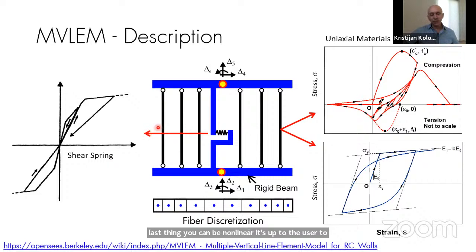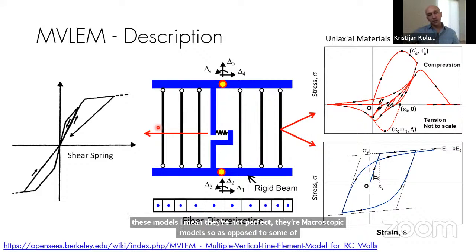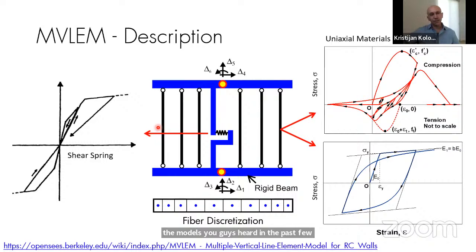I mean, they're not perfect. They're macroscopic models. So as opposed to some of the models you guys heard in the past, a few presentations in this session, some of these other models were finite element models. These are macroscopic models and they have limitations. But the good thing about them is that they're very computationally stable and efficient, and they provide reasonably good estimates of the responses of reinforced concrete walls.